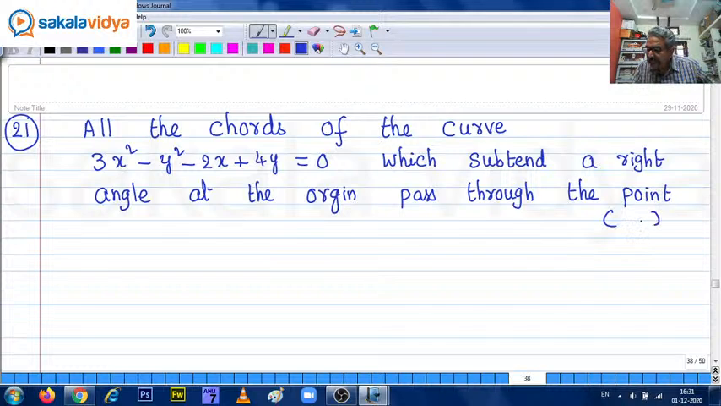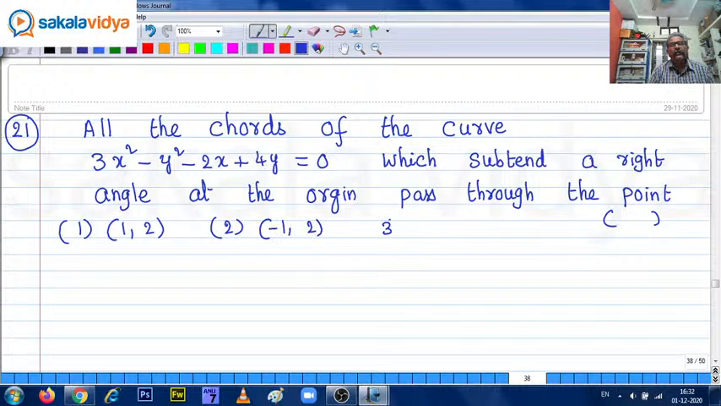This is the question. So without graph also we can solve it. No problem. So first option is 1, 2. Second option is -1, 2. Third option is 1, -2. Fourth option is -1, -2.